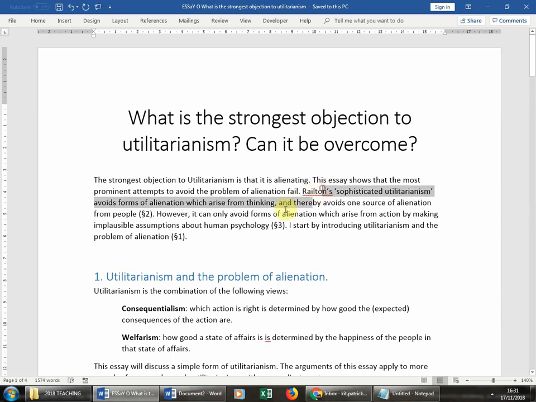Railton's sophisticated utilitarianism avoids forms of alienation, which blah, blah, blah. And here, in these three sentences, we have an outline of the argument for this clear thesis. And the outline is really clear. Even better, we can see how, as you go through the outline, the essay is going to be structured. The student has listed each section and said what's going to happen in that section. So in section 3 we're going to show this, in section 2 we're going to show this, and section 1 is going to be introducing these two ideas.